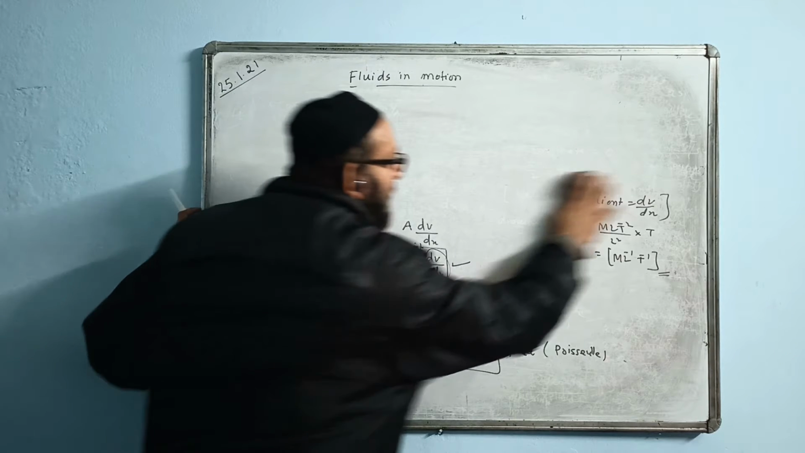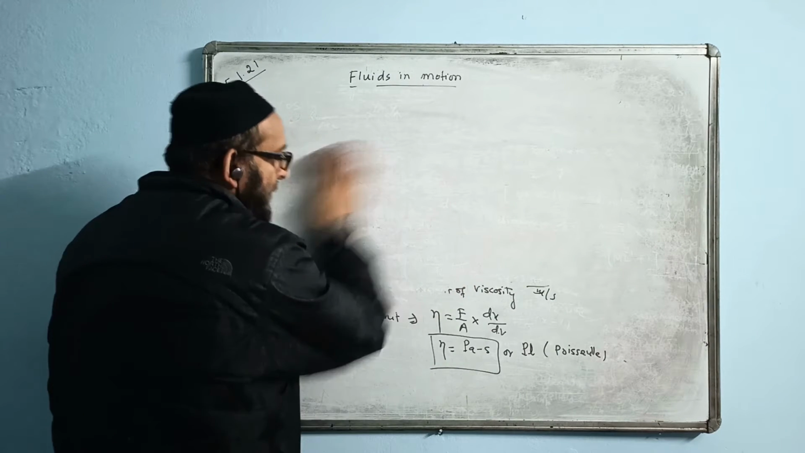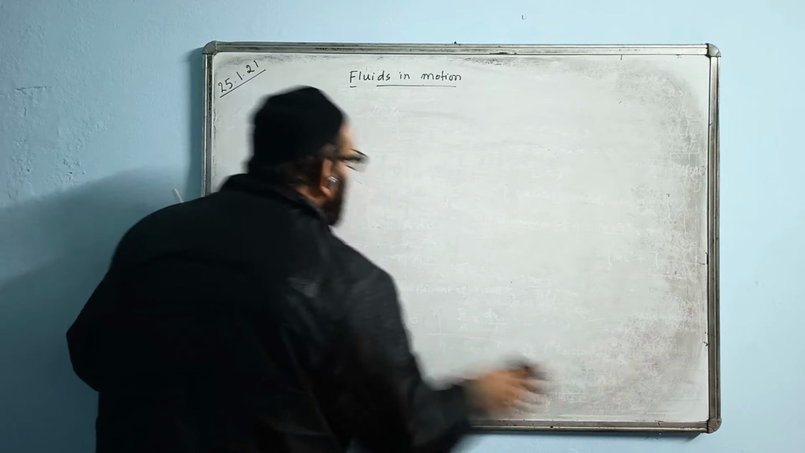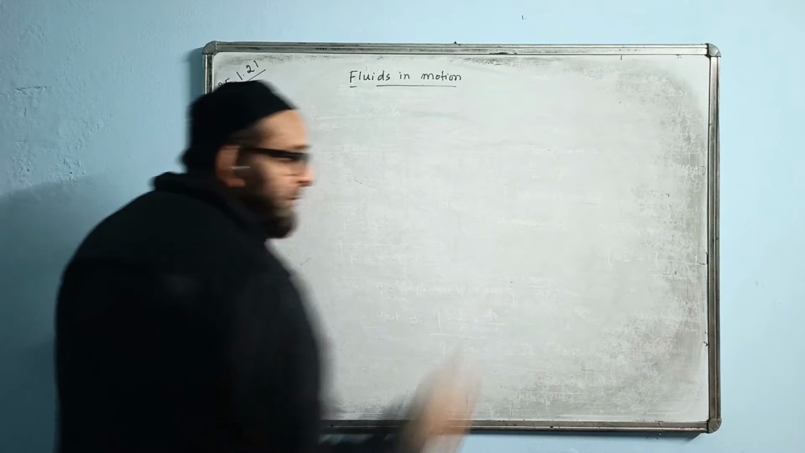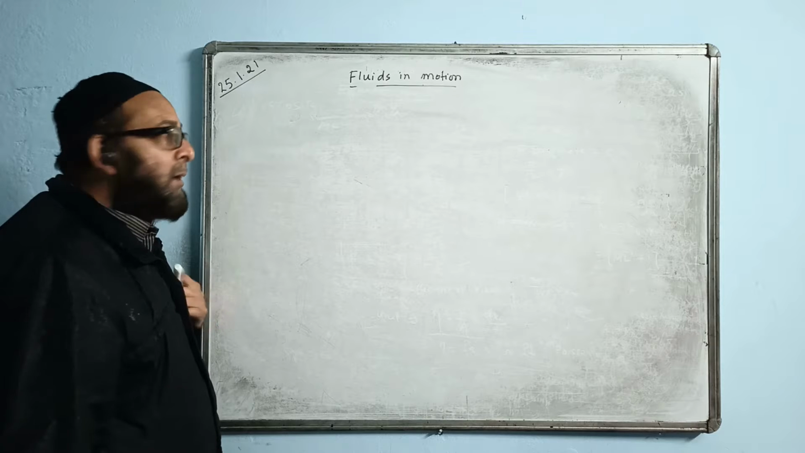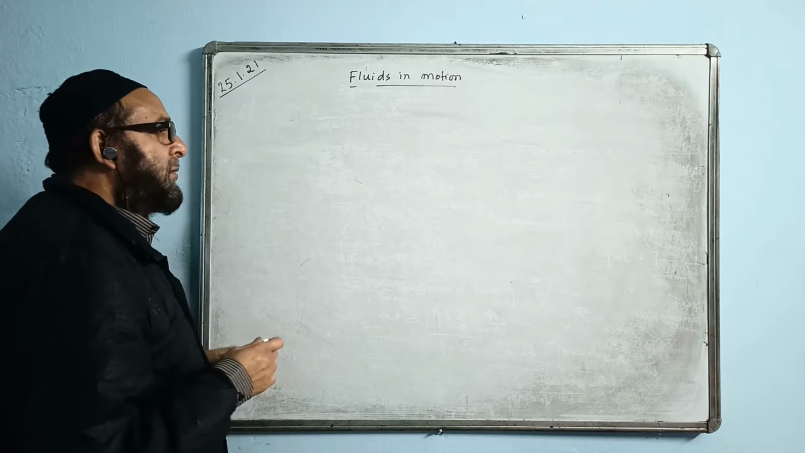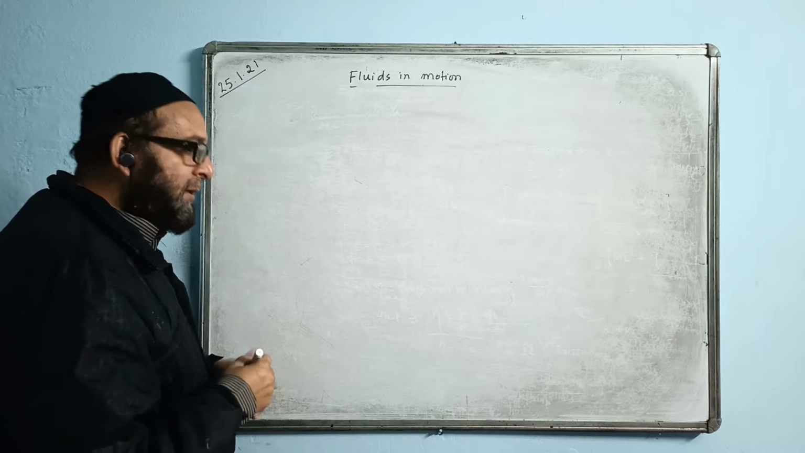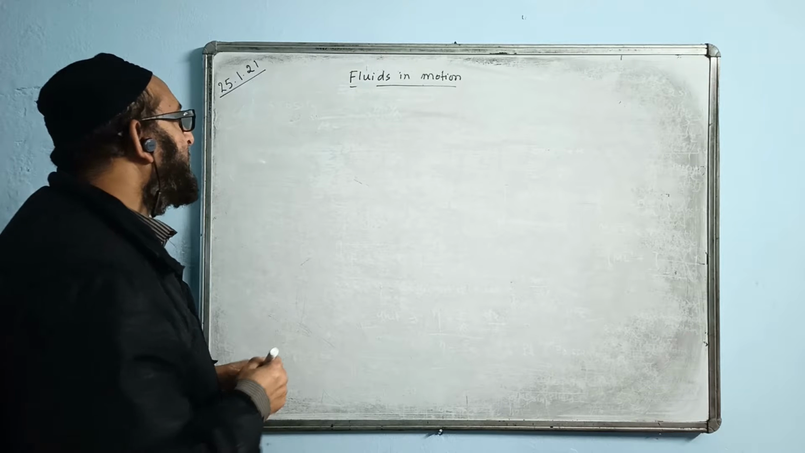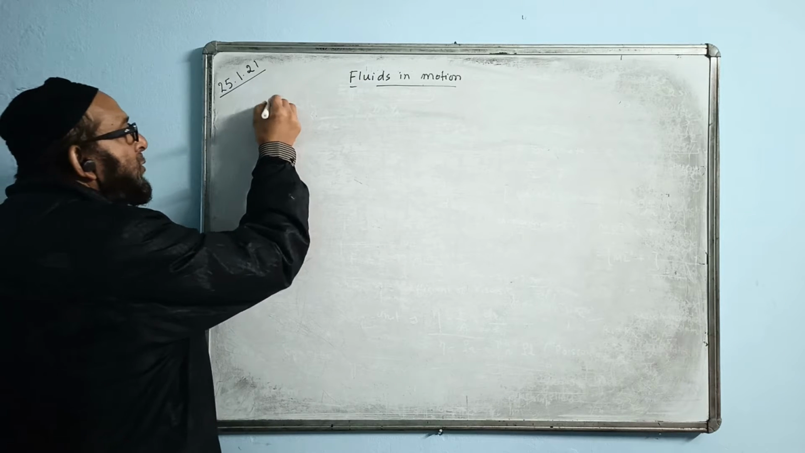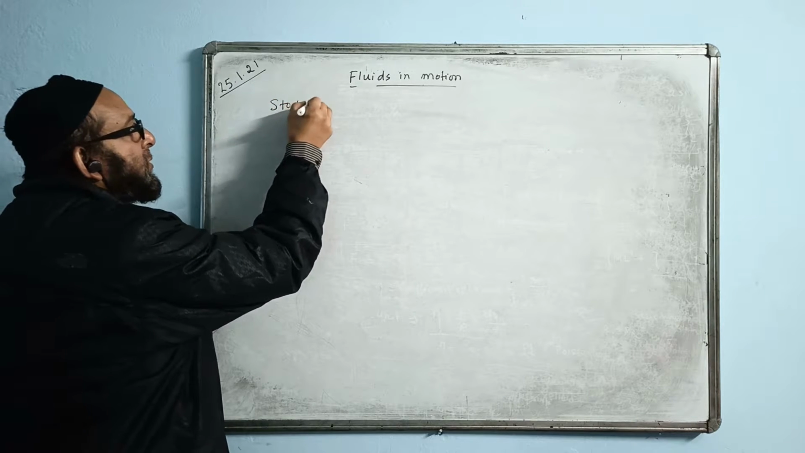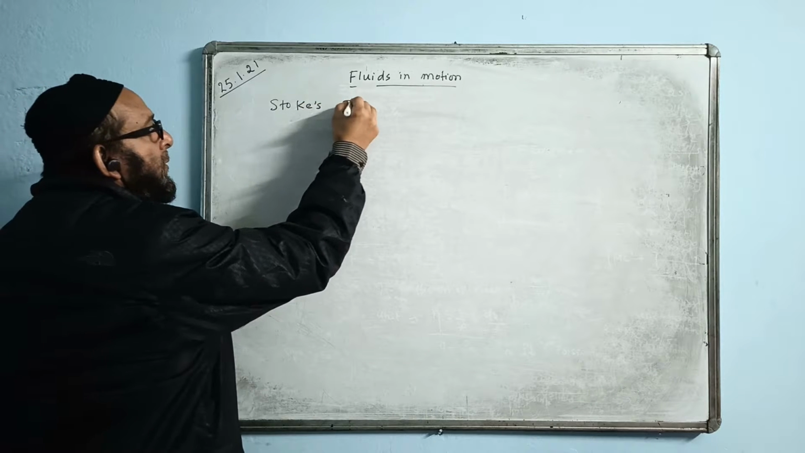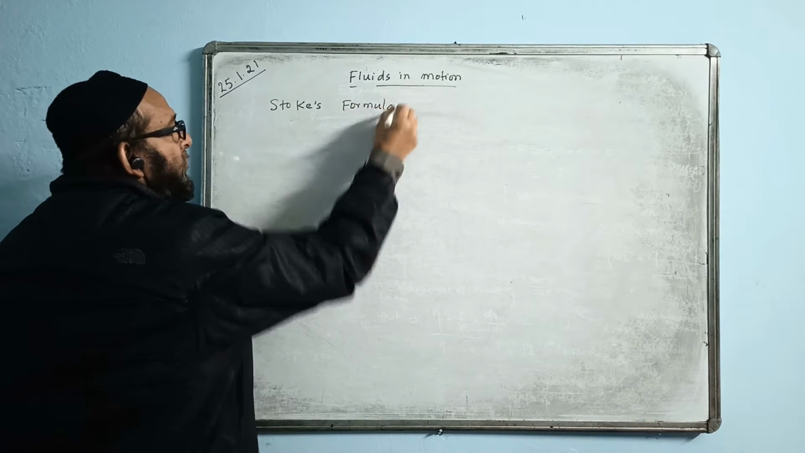Now this is the coefficient of viscosity, and because of the coefficient of viscosity there will be a viscous force acting against the motion. Now we have the formula to be derived as per the syllabus. There is a formula called Stokes formula.